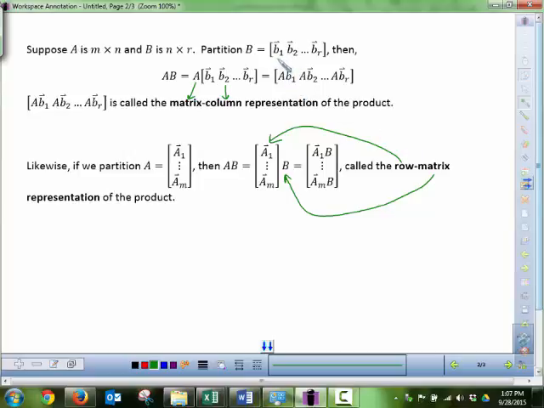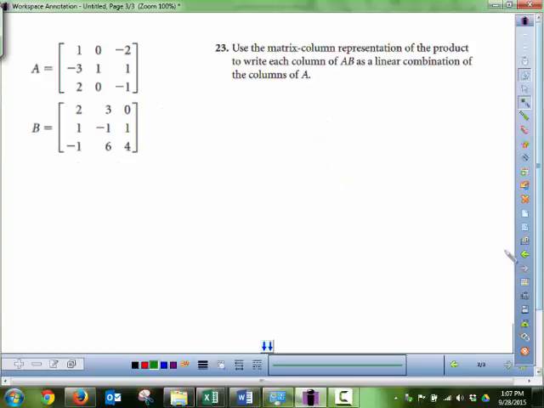No, these are column vectors. If you look at B, you're going to look at B as breaking up the columns.